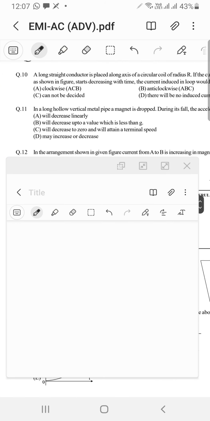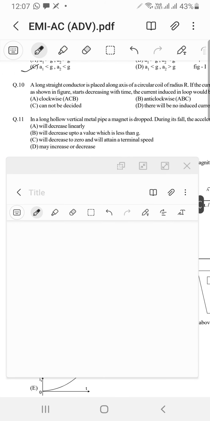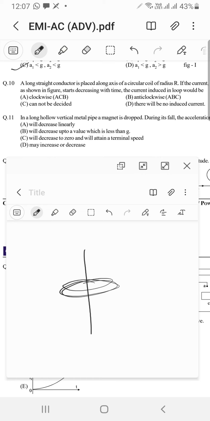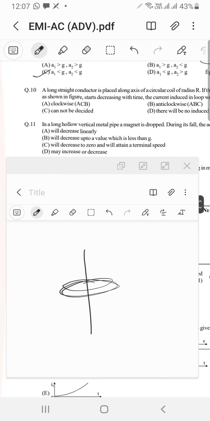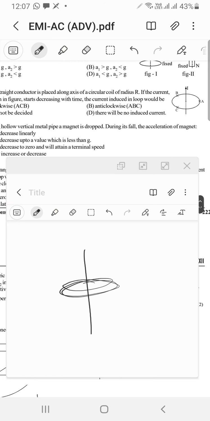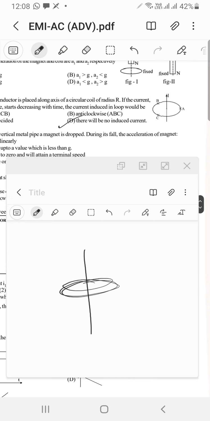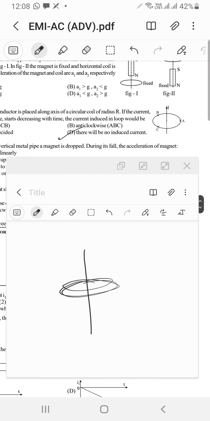Okay, next question. A long straight conductor is placed along the axis of a circular coil of radius r. Okay, like this is the coil and this is the conductor. If the current as shown in the figure starts decreasing with time, the current induced in the loop. There will be no induced current because the flux through this plane is just zero. So yeah, I think that's right.